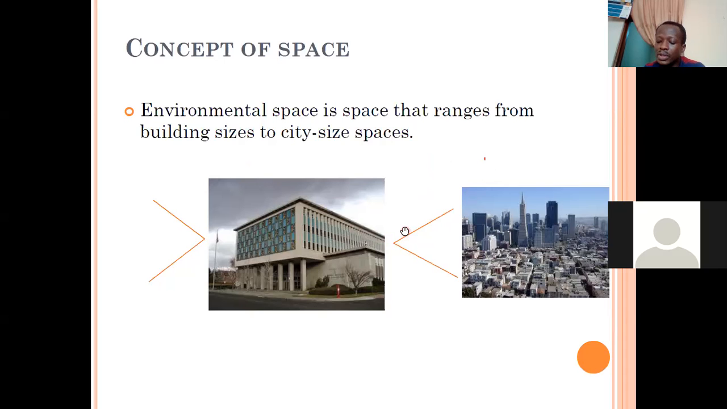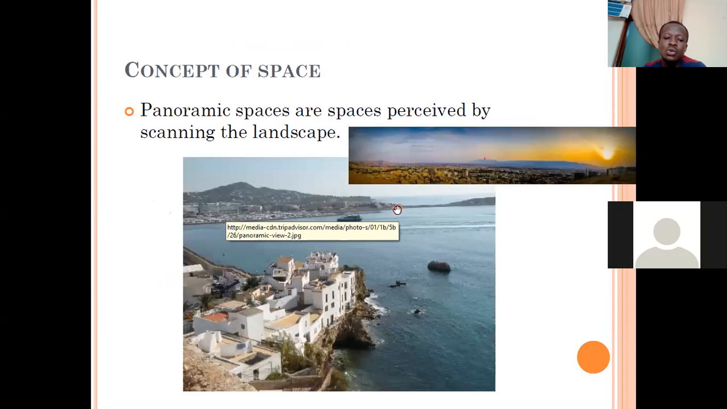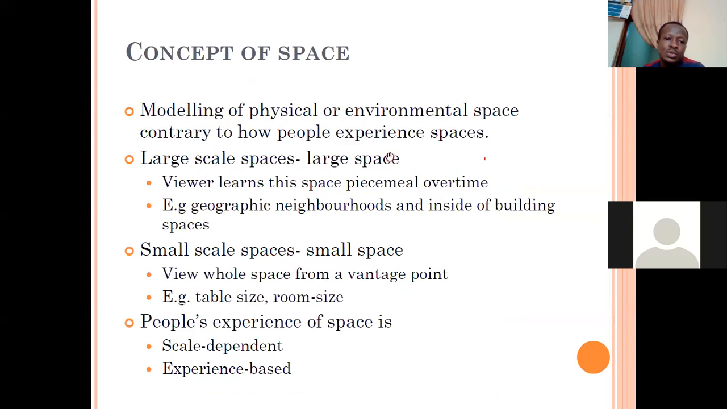So we need to take note of that. This is geography, basically. Geographic space is synonymous with state, country, continent sizes. We couldn't have gone straight to talk about this, but really, this is what we wanted to talk about in this class, geographic space. So panoramic space, like I said, is the space perceived by scanning the landscape. When we look out, what we see will be the panoramic space. I don't think this is intuitive.